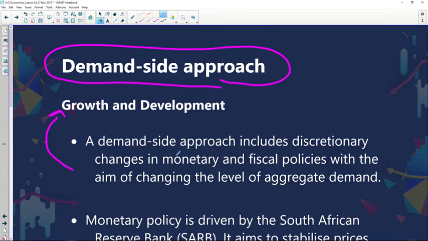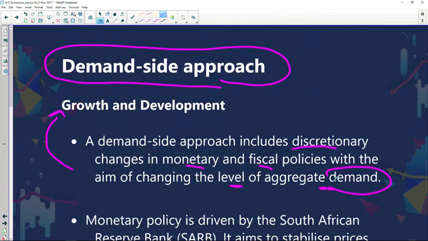So a demand side approach includes discretionary changes in monetary and fiscal policies with the aim of changing the level of aggregate demand. So here, government intervention plays an important role because we know that government can intervene by using its monetary policies and also its fiscal policies in order to influence the level of aggregate demand. So now you're looking at the role that government is playing in terms of economic growth and development.